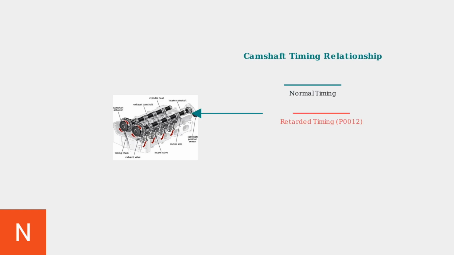This cutaway view shows the cylinder head with intake and exhaust camshafts. The camshaft controls when the intake valves open and close. When timing is retarded, the camshaft rotates slower than it should relative to the crankshaft position.